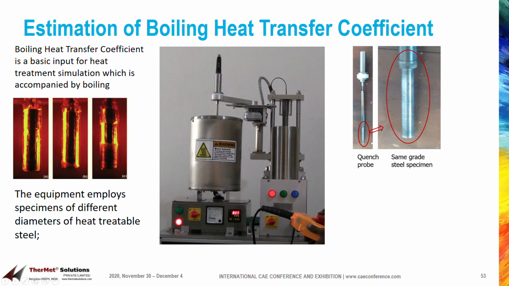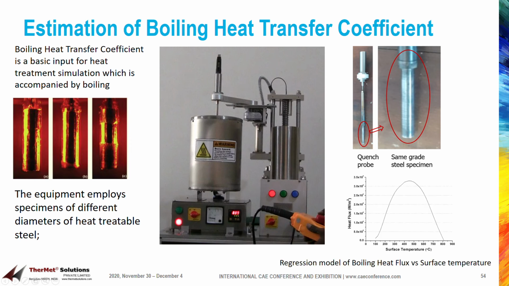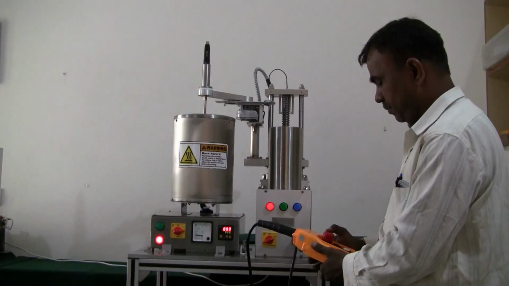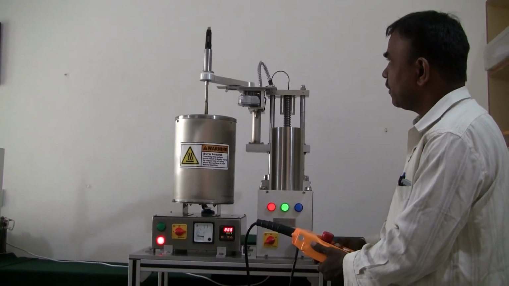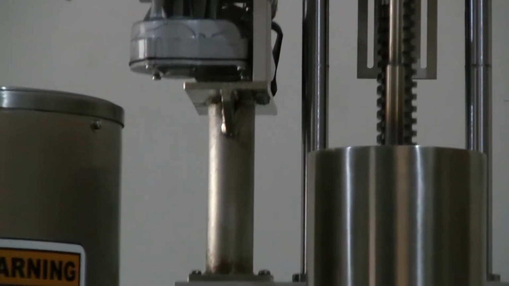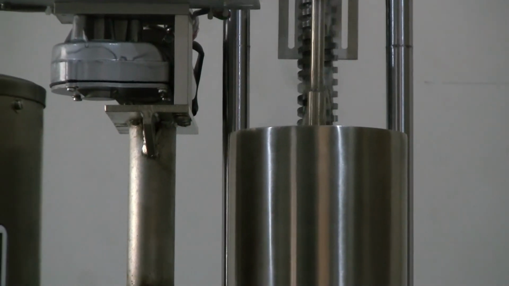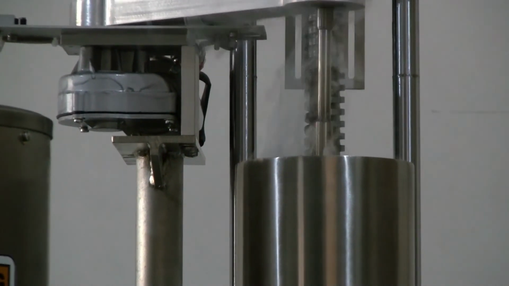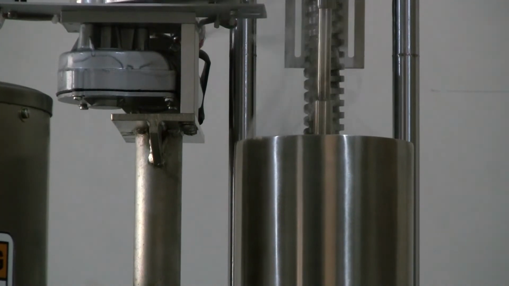specific grade of steel. A thermocouple records the time temperature data at the midsection of the specimen as it is quenched. The data is then used as input to InverseSOLVER to obtain the surface heat flux. The slide shows a regression model based on this procedure. The equipment has automated transfer of heated probe for immersion in the quench vessel, a feature which can be used with Inconel quench probe as well.